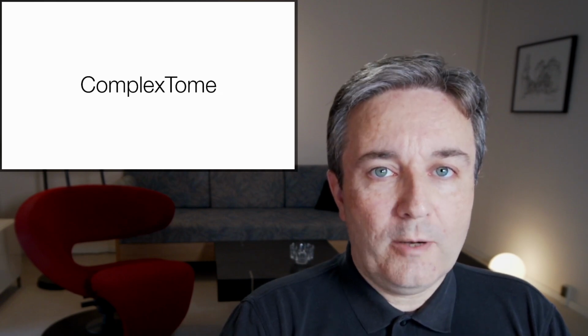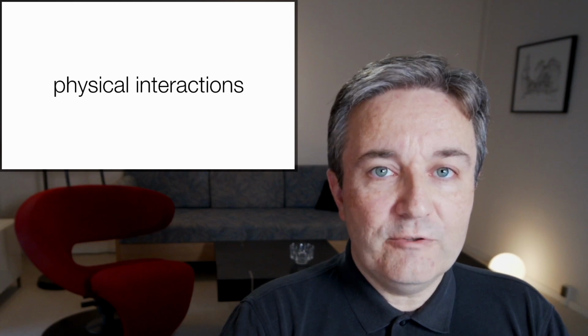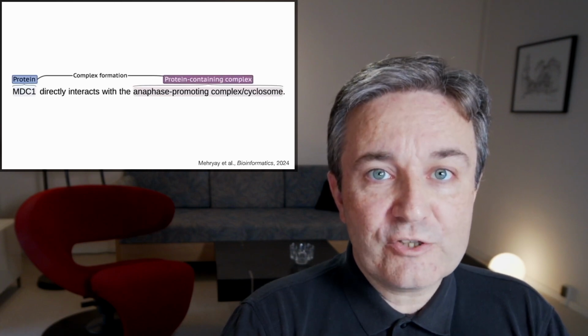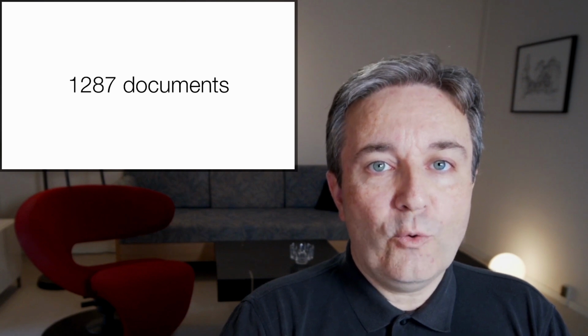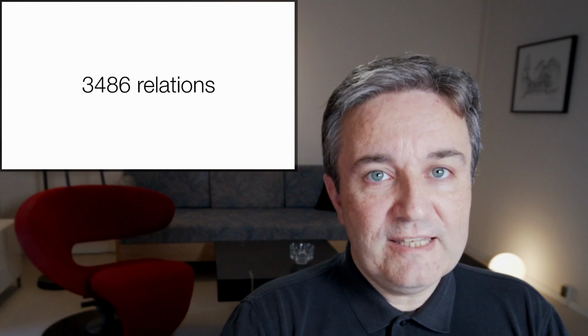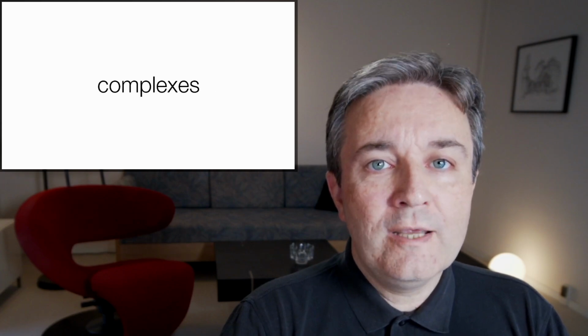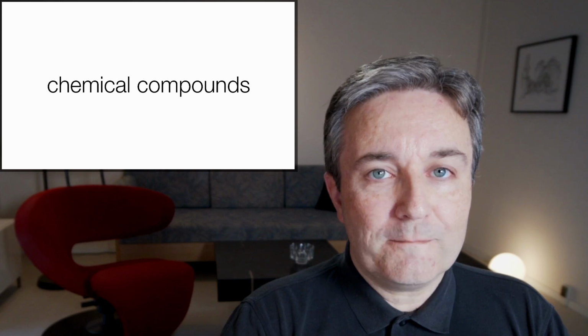The next corpus is ComplexTome, which covers complex formation. In other words, it's been annotated with physical interactions between entities for the purpose of relation extraction. It contains a total of 1,287 documents with 3,486 relations between proteins, complexes, protein families, and small molecule compounds.